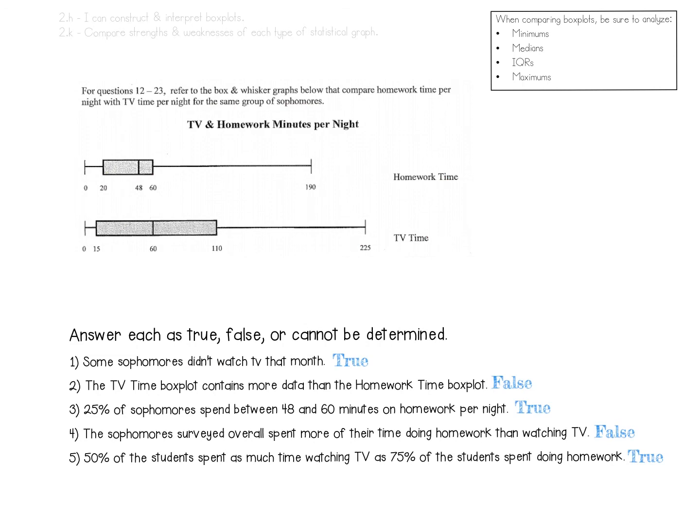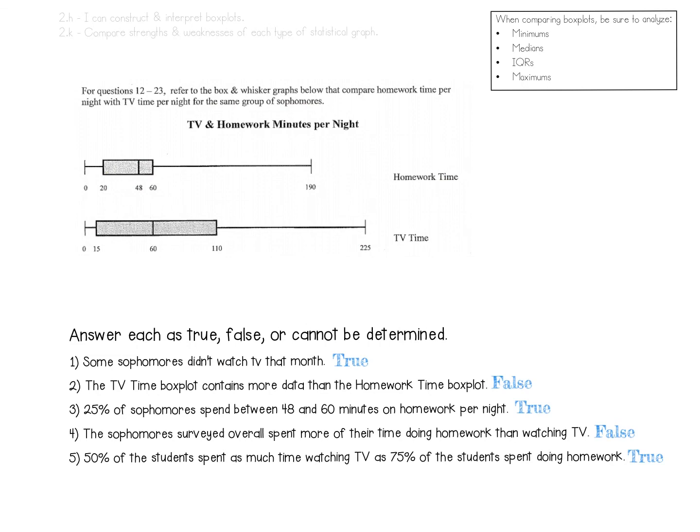All right, 25% of sophomores spend between 48 and 60 minutes on homework per night. So when I look at homework, between 48 and 60, that is 1 quartile, and that is 25%. So that is true. The sophomores surveyed overall spent more of their time doing homework than watching TV. All right, that one is false.